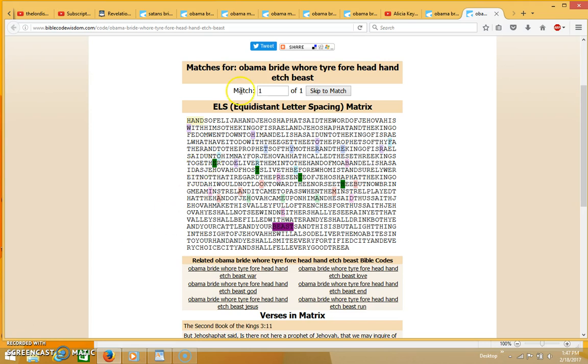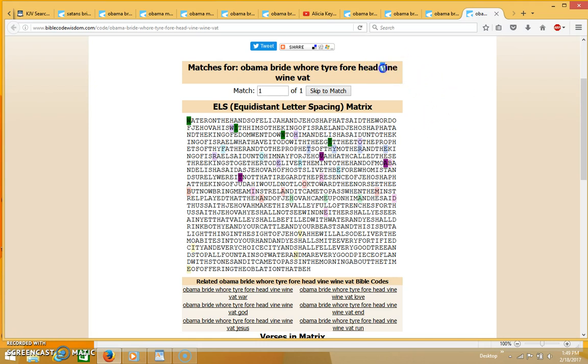Okay, in this one I added the word etch, which I've explained before. I believe that's a more accurate word for the word mark, and I believe it's also a second confirmation that it's referring to the mark of the beast. But you see that coming up here in the green with the letters E, T, C, H.